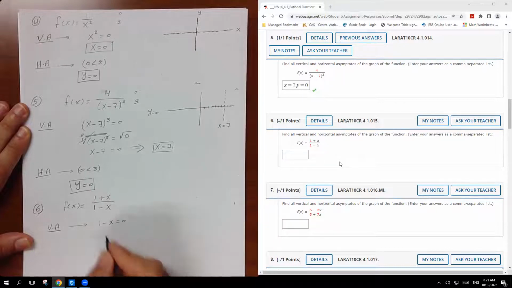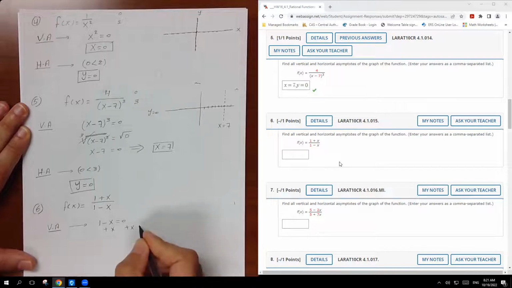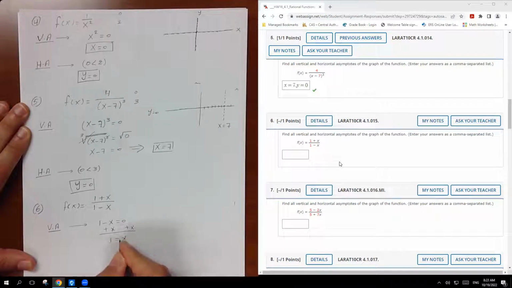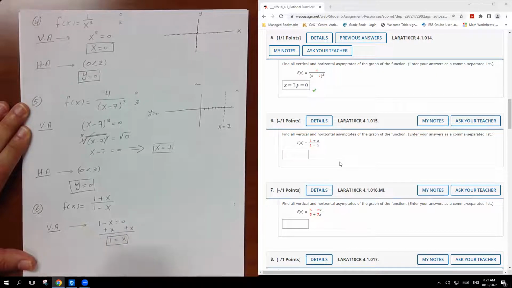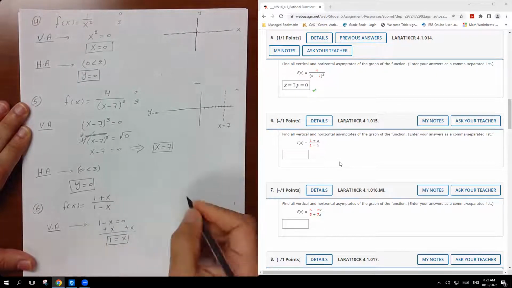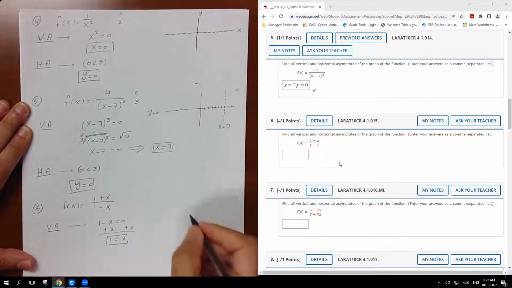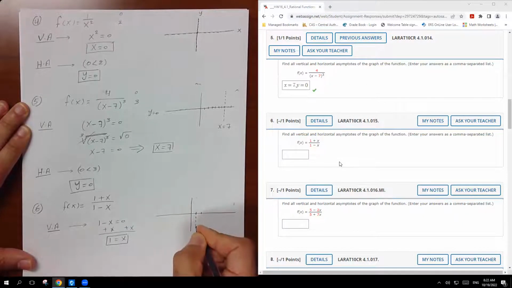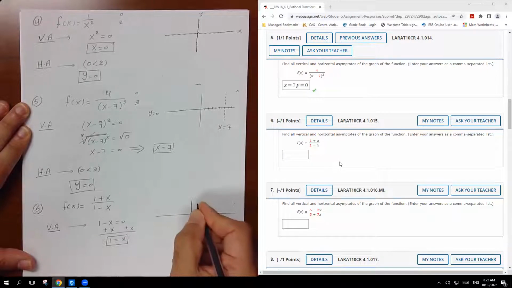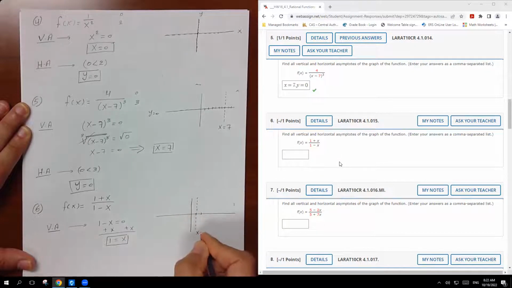Now solve this one. We're going to add x to both sides, so it's going to be 1 equals x. That means x equals 1, which is the same thing. So on this graph, for this function, we have a vertical asymptote when x equals 1. Here's x equals 1. We have a vertical asymptote. That means the function is never going to cross this dashed line.